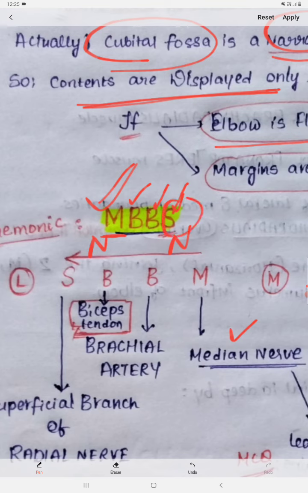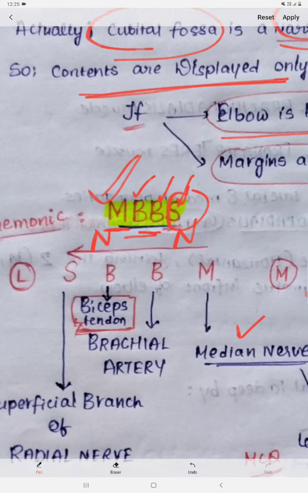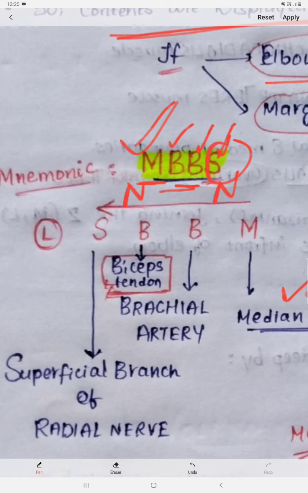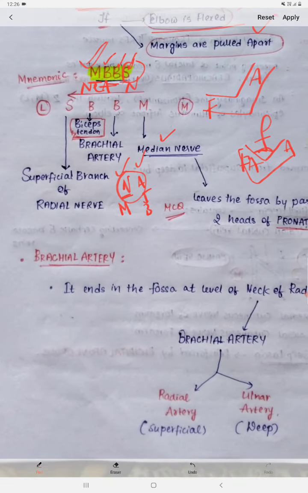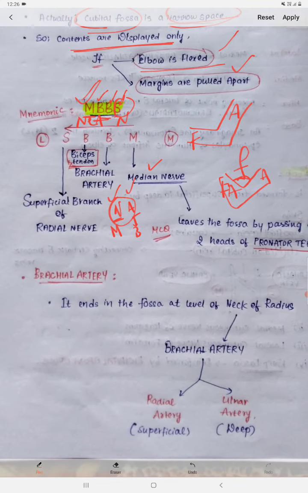In between, you may have a confusion, since both are B: which one comes first, the brachial artery or the biceps tendon? Remember, after the nerve there is definitely an artery. Here the nerve is the median nerve and the artery is the brachial artery, and then the tendon will come, that is the biceps tendon, and then the superficial branch of the radial nerve. This is all about the contents. We can see it in the picture also. Let us discuss in detail.